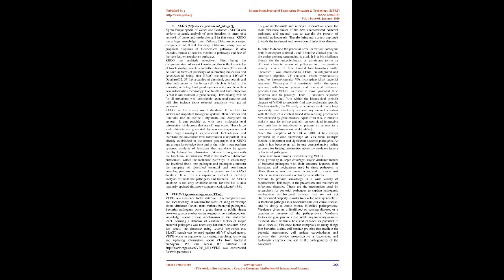Kyoto Encyclopedia of Genes and Genomes, KEGG, can perform systemic analysis of gene functions in terms of a network of genes and molecules, and in that sense, KEGG has a huge knowledge base. Pathway database is a major component of KEGG. Pathway database comprises graphical diagrams of biochemical pathways. It also includes almost all known metabolic pathways and a few of the very known regulatory pathways.